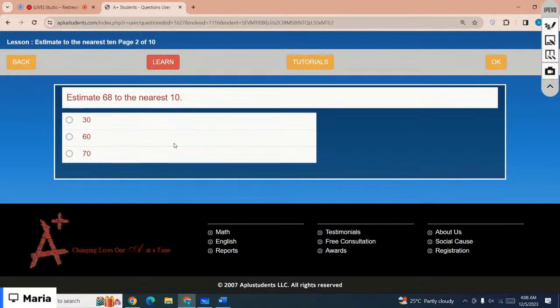Okay, the next one is: estimate 68 to the nearest 10. 68 is rounded to which 10? 30, 60, or 70? Which is the correct option?